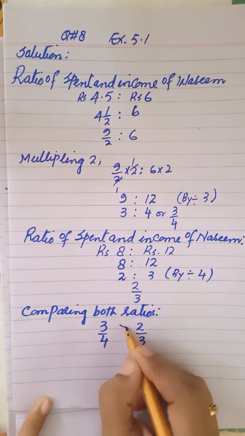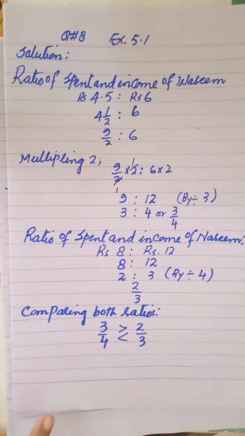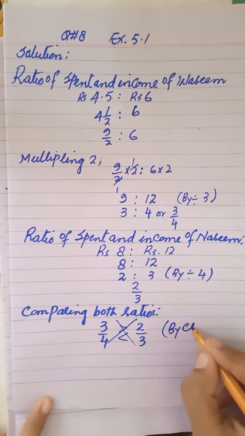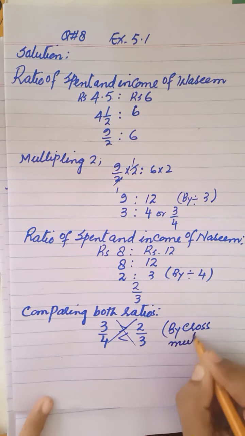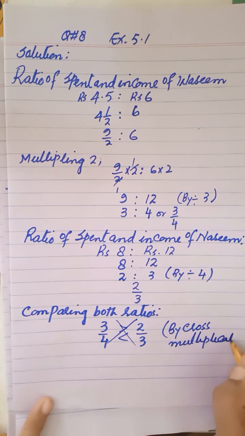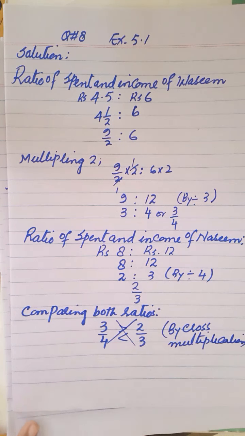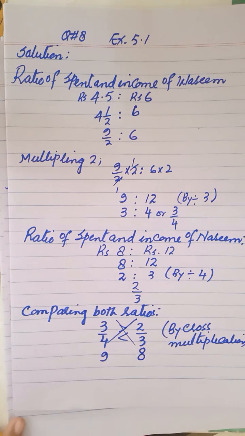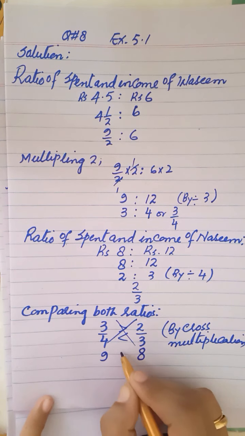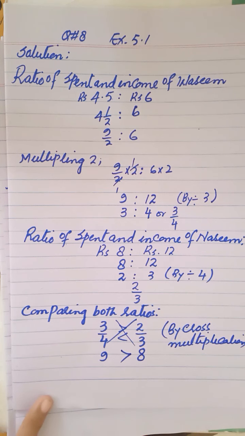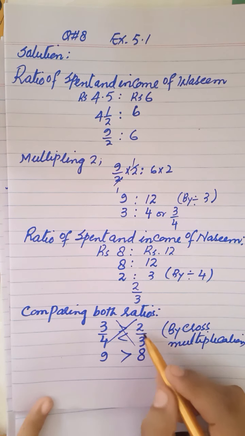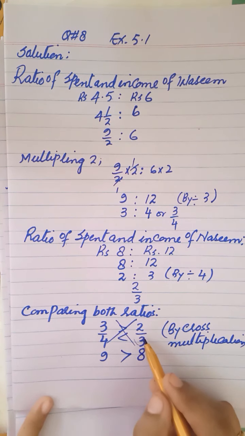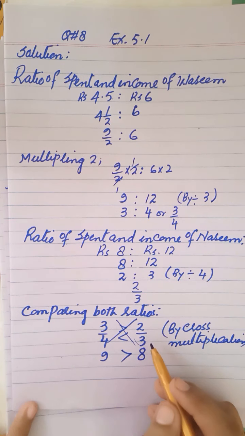Which is greater? We don't know, so we mark both, less than and greater than. Which one is greater? So we do cross multiplication. So 3 3s are 9 and 4 2s are 8. Which is less? Which is greater? Obviously 9 is greater and 8 is less, so I mark 9 is greater than 8. This is the ratio of Naseem and this is the ratio of Wasim. So this 8 belongs to Naseem. So who spends less? Naseem spends less.